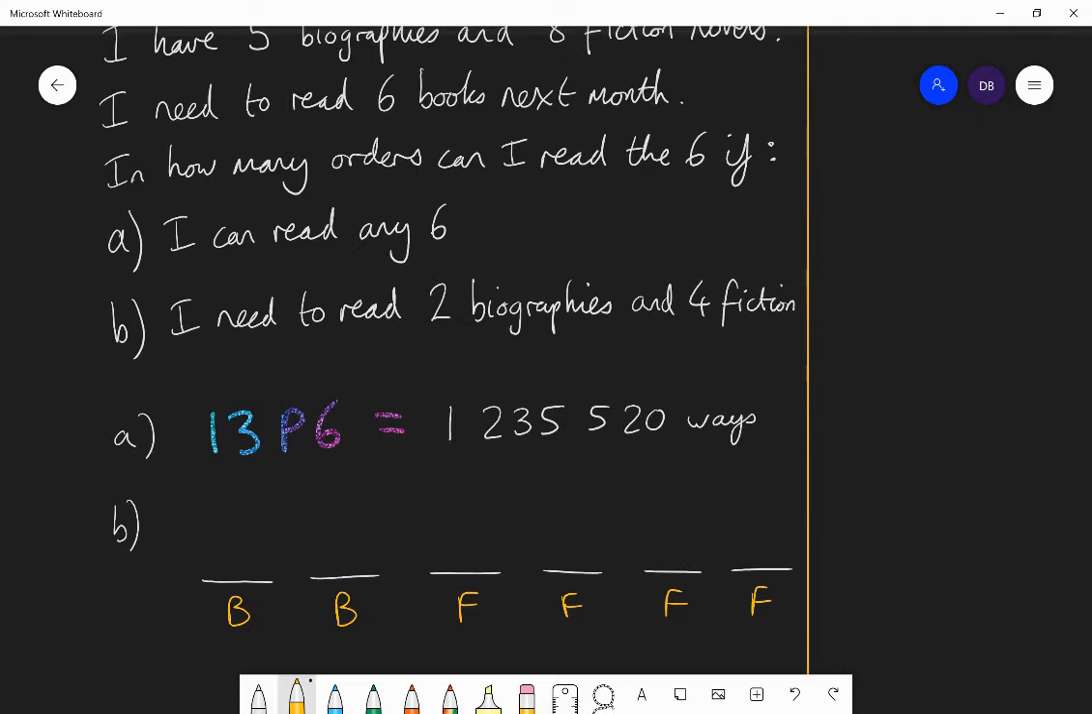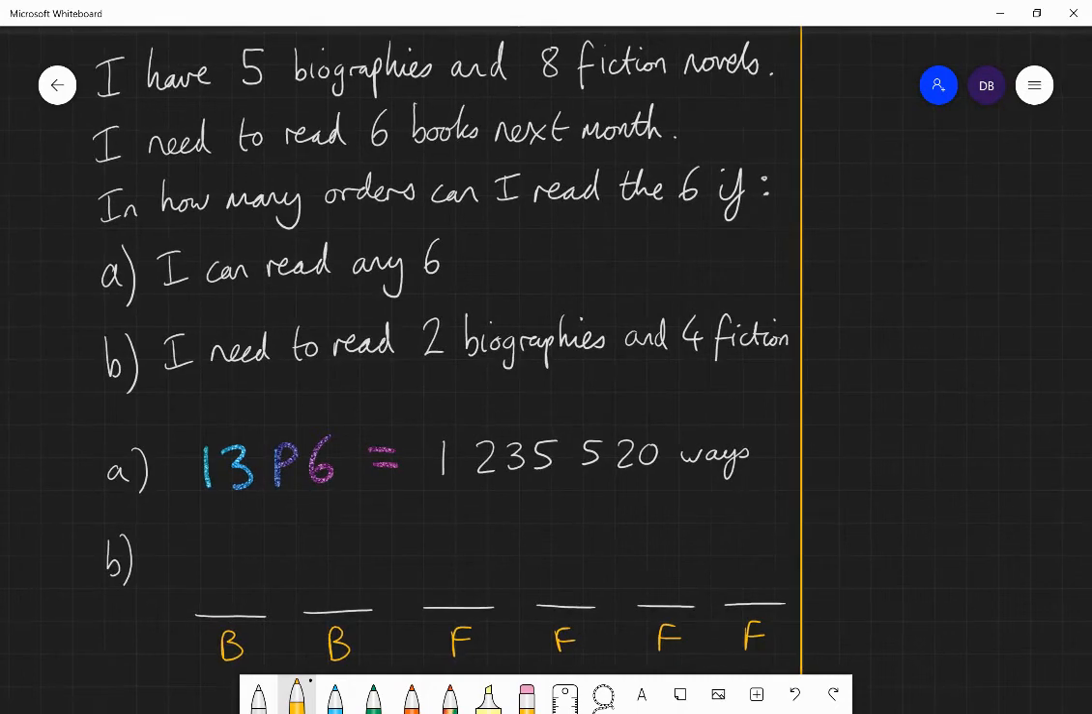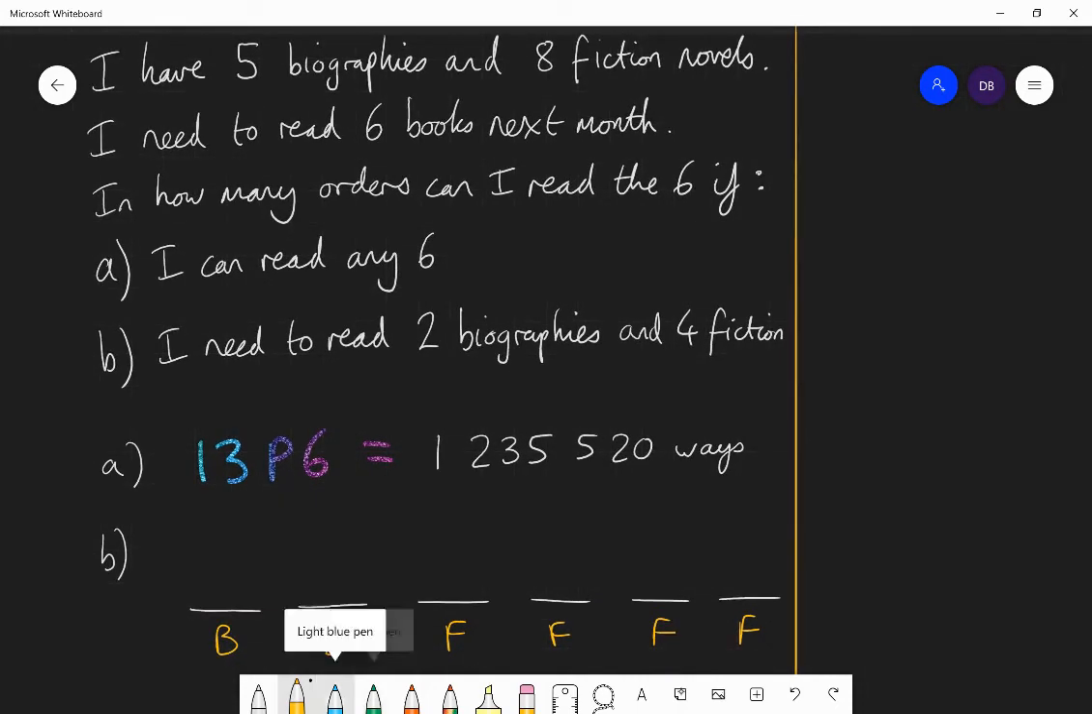So if I'm choosing biography first, I have five to choose from. There are five biographies I have. So I have five choices. If I've read a biography book, I now have four biography books left. So then there are four choices for my second book. So for the two biographies, there's five times four different ways in which I can choose and read my two biographies.